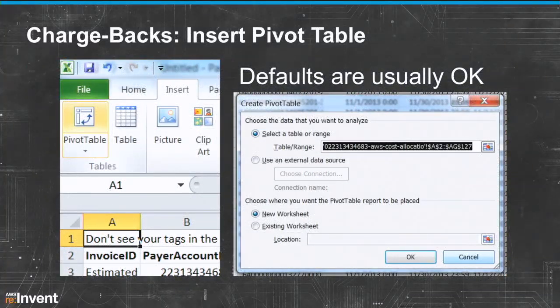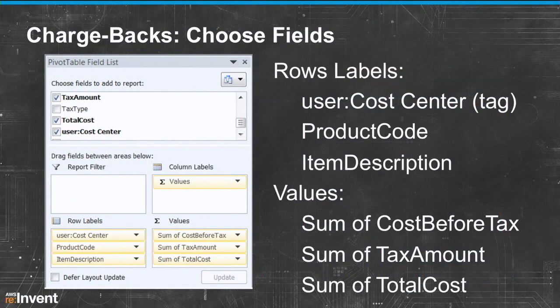I start with a pivot table. Once again, default settings are OK. For my row labels, I'm going to use my tag, cost center, product code, and item description, so I can understand where this cost is coming from. And for my values, sum of cost before tax column, sum of tax amount, and sum of total cost. Very straightforward.